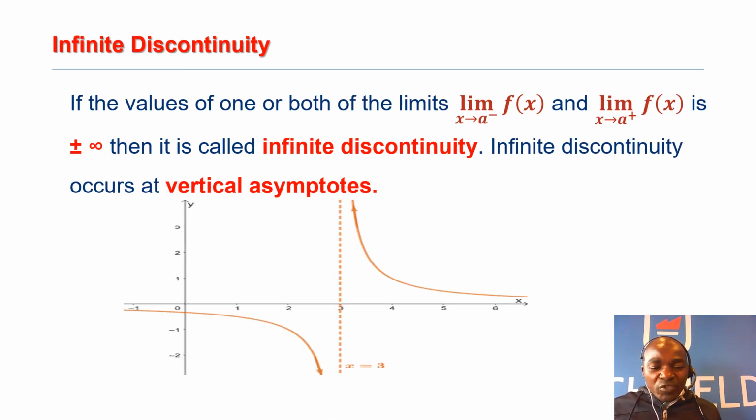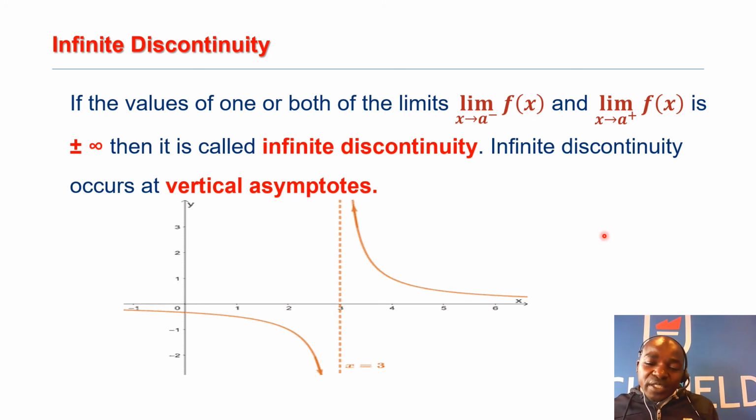Our third type of discontinuity is infinite discontinuity. We have got an infinite discontinuity if one or both of the solutions of our limit of f(x) where x approaches a from the left-hand side, or the limit of f(x) where x approaches a from the right-hand side, is plus or minus infinity. Then that type of discontinuity, we call an infinite discontinuity.